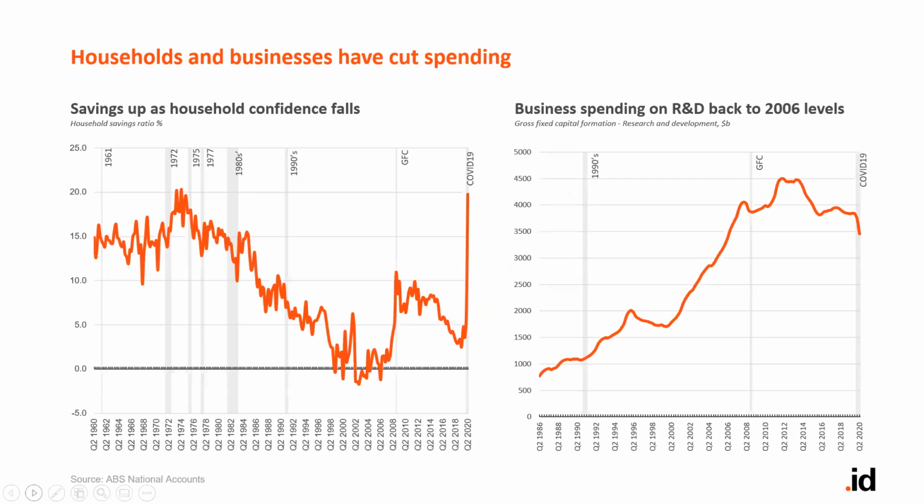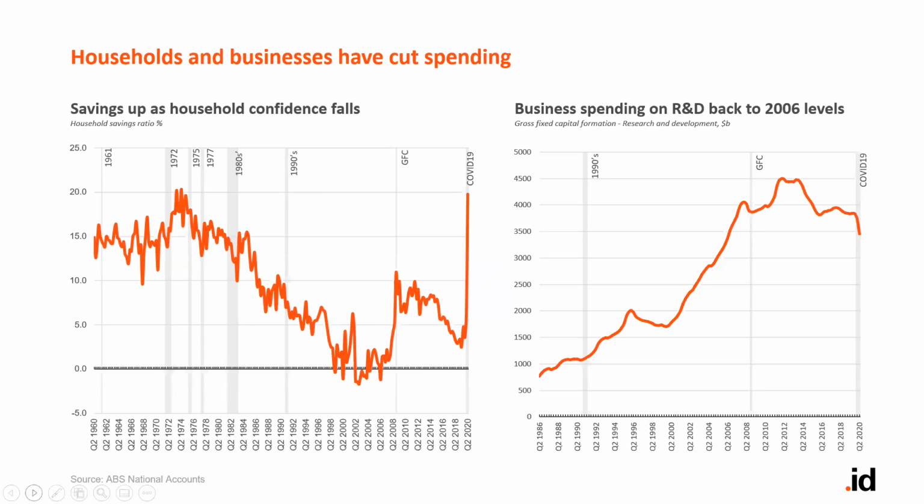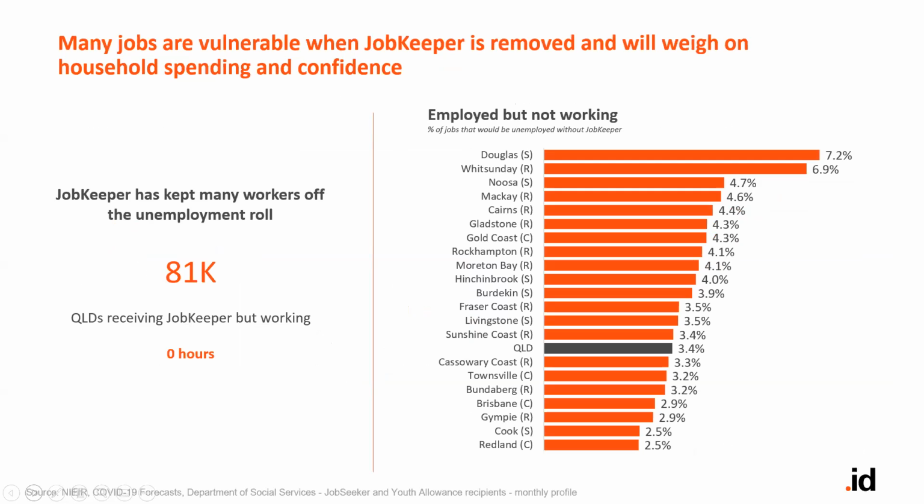the future. So here we can see savings up, our household confidence has fallen, and our savings ratio is back to those 1970s levels. Business spending on R&D is back to levels of 2006. So this is something that we certainly need to keep an eye on, although Australians aren't very good at saving, I must say. So this quite possibly could be a good thing. Many jobs are vulnerable when JobKeeper is removed, and this will weigh on household spending and confidence once again.